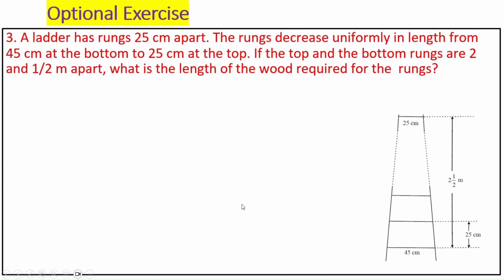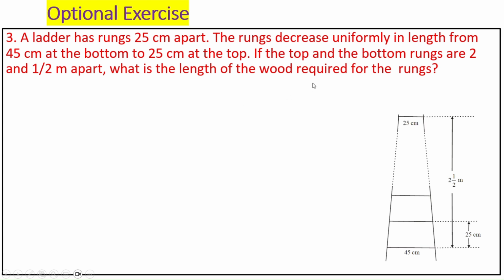Okay, a ladder has rungs 25 centimeters apart. So between the rungs, the distance is 25 centimeters. And from the bottommost rung to the topmost, it is 2.5 meters. That is the data given from the picture. You can clearly see that, and the length of the bottommost rung is 45 and topmost is 25 centimeters.